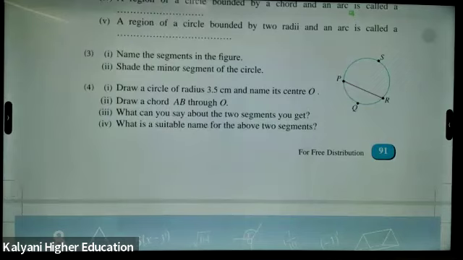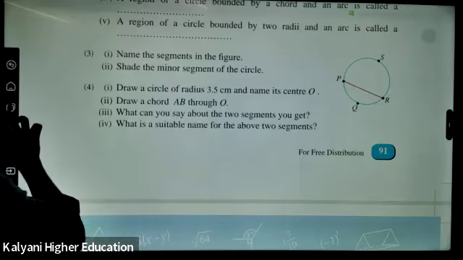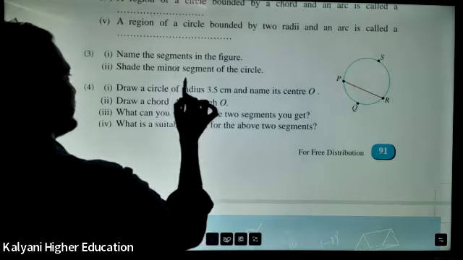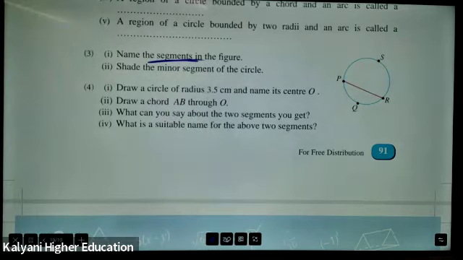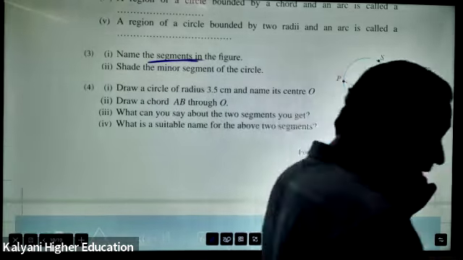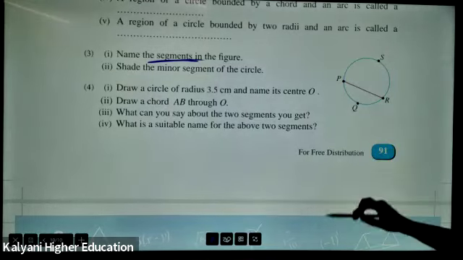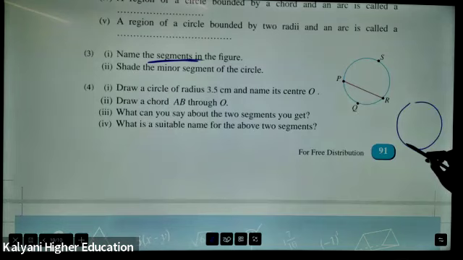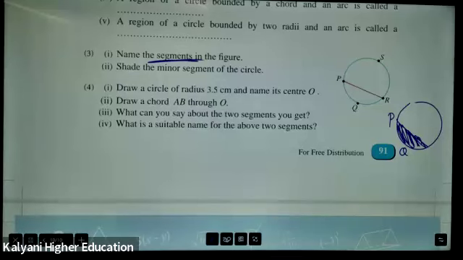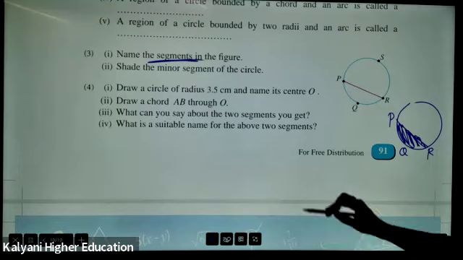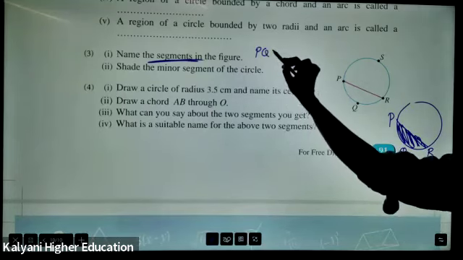Name the segments in this figure. Segments means what? Plural. That means 2 are needed, more than 1. Usually we have 2. What is the name of this part? Let us say minor segment PQR. So I can name one segment PQR.